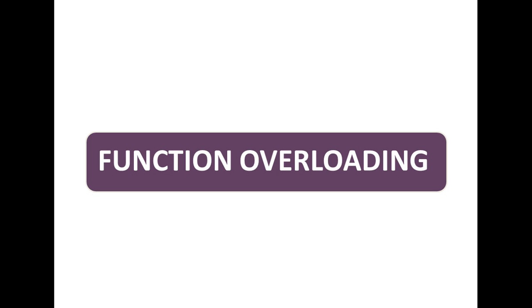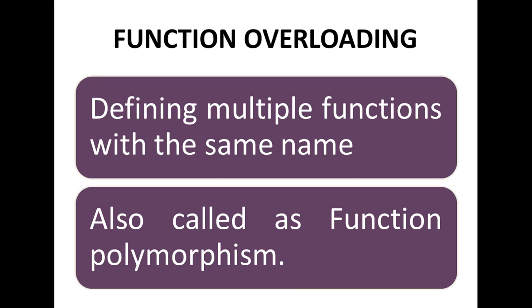This tutorial is about function overloading in C++. What is function overloading? C++ allows the specification of more than one function with the same name in the same scope. That means it is possible to define multiple functions with the same name in the same scope. Function overloading is otherwise called function polymorphism.